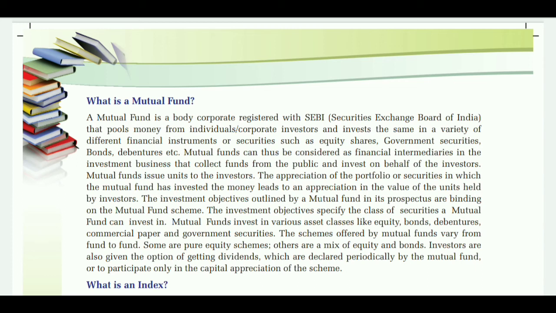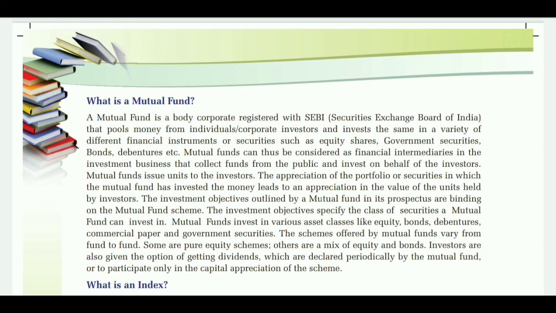The appreciation of the portfolio or securities in which the mutual fund has invested the money leads to an appreciation in the value of the units held by investors. The investment objectives outlined by a mutual fund in its prospectus are binding on the mutual fund scheme. The investment objectives specify the class of securities a mutual fund can invest in. Mutual funds invest in various asset classes like equity, bonds, debentures, commercial paper, and government securities.